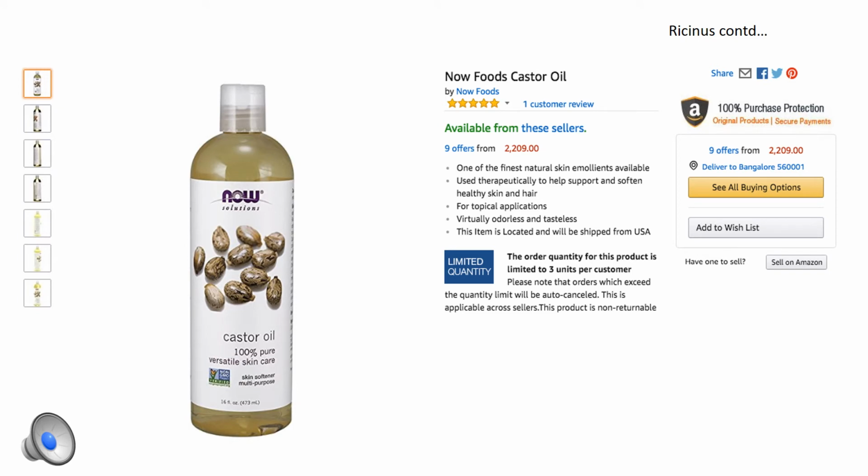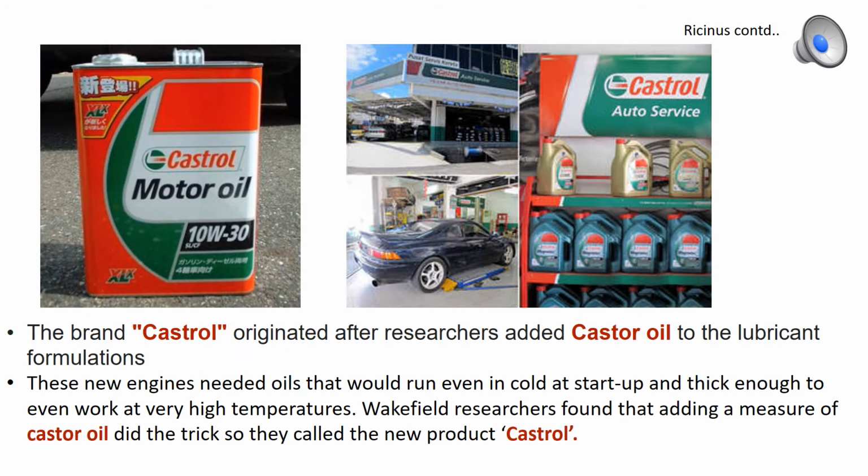So usually this is the castor oil which you'll find normally online. It's usually not for drinking, it's usually for the skin, as a lubricant. I told you it's used in machines as a lubricant. So the name Castrol originated from castor oil. The ricinoleic acid, which is the oil from the castor plant, is mainly used in these cases to lubricate the engine.